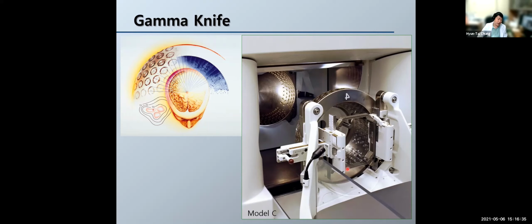The recent models, Perfexion and Icon, have some covers here, and the helmet is embedded inside the main body, so we cannot see any holes these days.